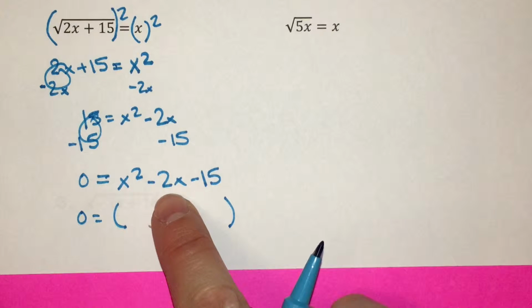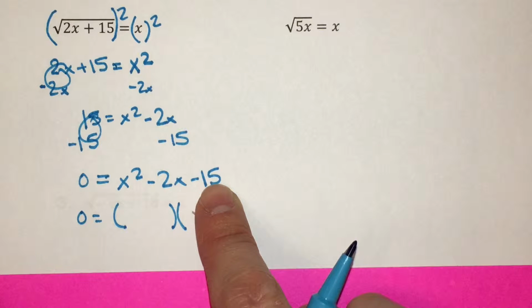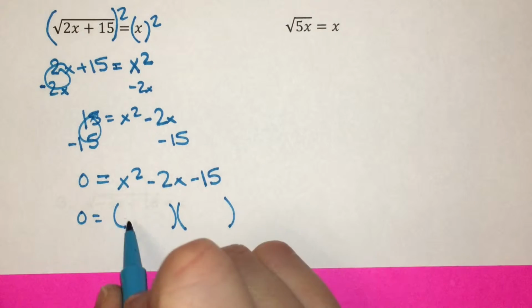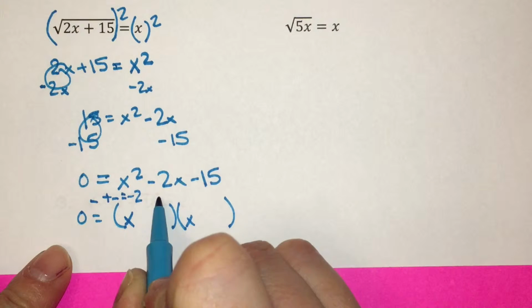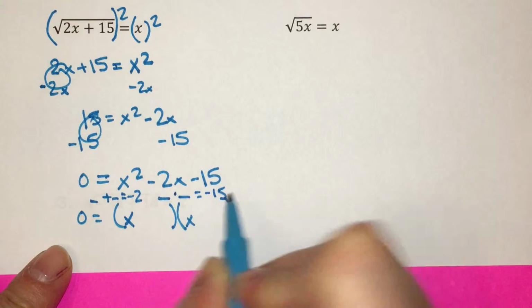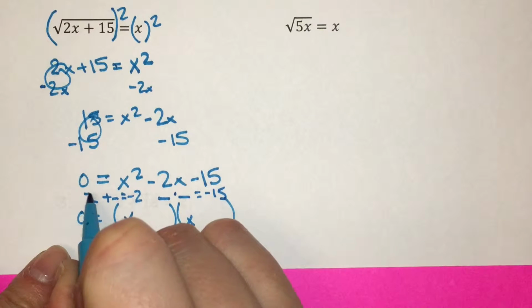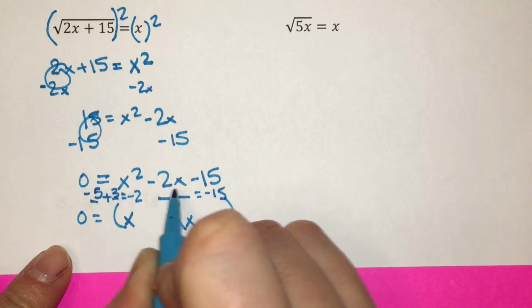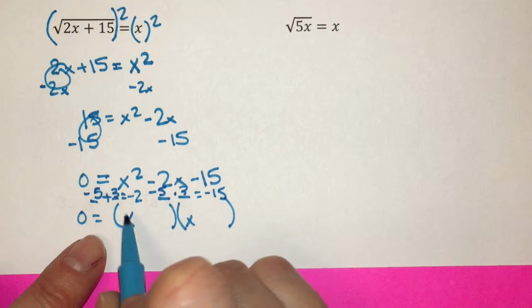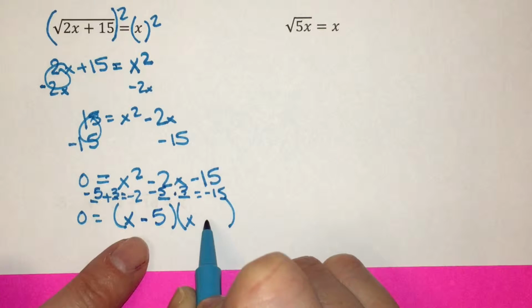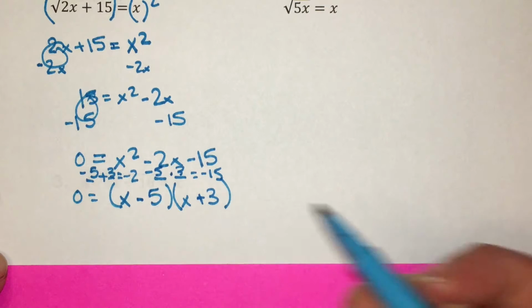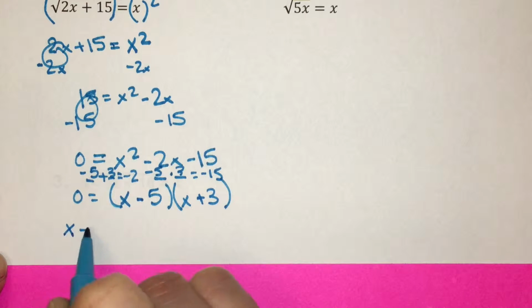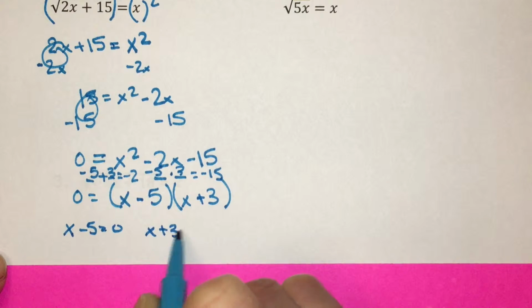So, what two numbers can I add together to get negative 2 and multiply together to get negative 15? So I know I'm going to start with x. Well, what adds together to equal negative 2 and multiplies together to equal negative 15 is negative 5 and positive 3. So it would be x minus 5 and x plus 3. Okay, so I have to solve each of these. x minus 5 equals 0 and x plus 3 equals 0.